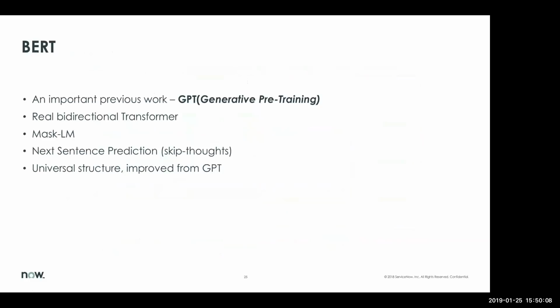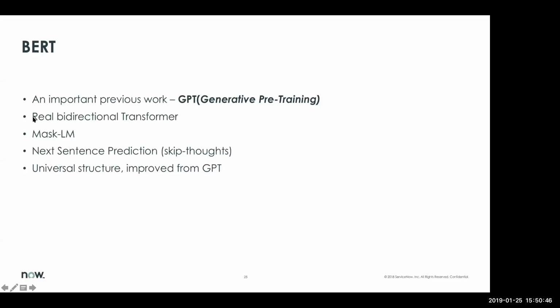Okay, so next, before this whole positional embedding, I will talk about it in BERT. Before BERT, there is a pretty important work, which is generative pre-training. We will talk about the idea later. One feature BERT has is a real bidirectional transformer. I will explain why we call it real.